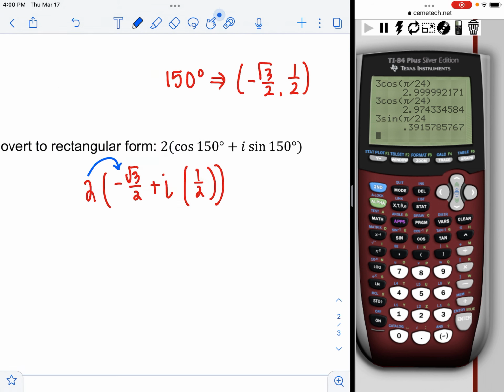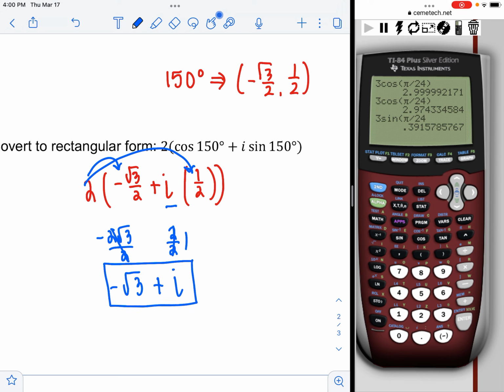2 times negative root 3 is negative 2 root 3. Divided by 2, the 2's cancel, and I just get negative root 3. Distribute your 2. 2 times 1 is 2. Divided by 2 is 1. So I have plus 1. Don't forget about your I. So I have negative root 3 plus I. All right, that's it for 9.5 day 1. You can go ahead and get started.